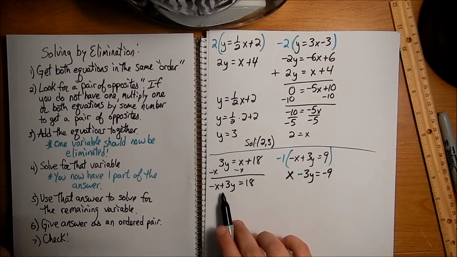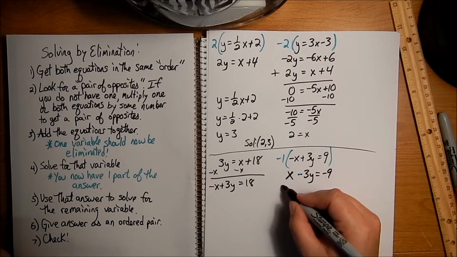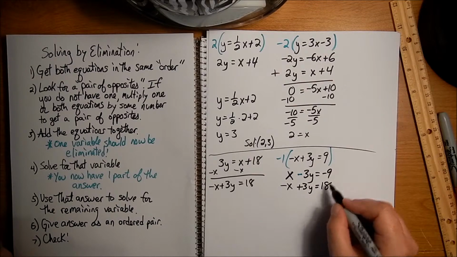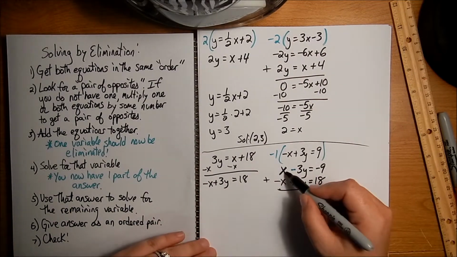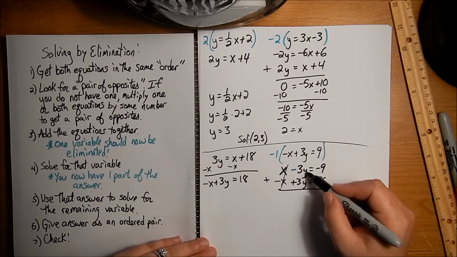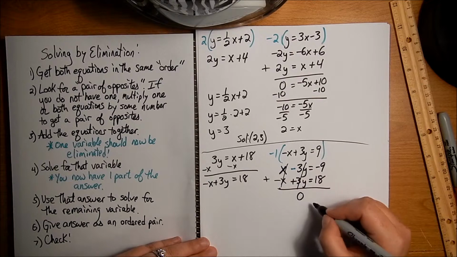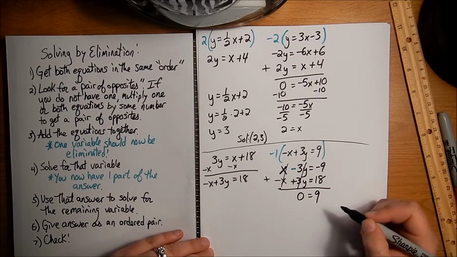So now that I have the pair of opposites, I want to write them on top of each other. So I'll just write this one over here. Negative x plus 3y equals 18. And when I add them together, x plus negative x is gone. Negative 3y plus 3y is gone, so the only thing left on the left-hand side is 0. And negative 9 plus 18 is 9. Huh.